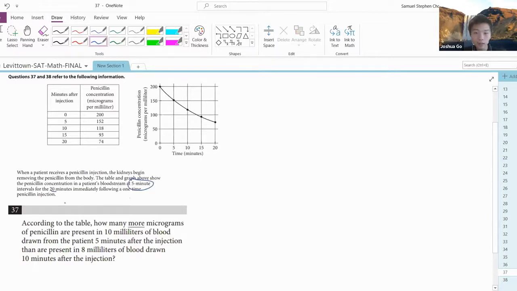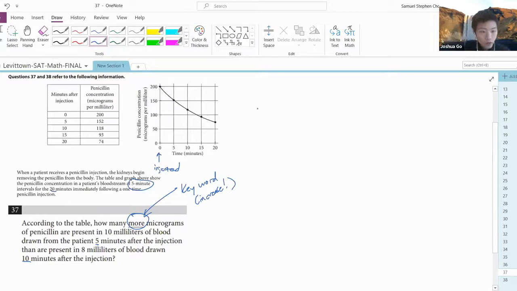a one-time penicillin injection. So according to the table, how many more micrograms of penicillin are present in 10 milliliters of blood drawn from the patient 5 minutes after the injection than are present in 8 milliliters of blood drawn 10 minutes after the injection? So the key word here is the word more. So you know that there's either an increase or a decrease, and it's essentially telling us that we're looking for a difference.